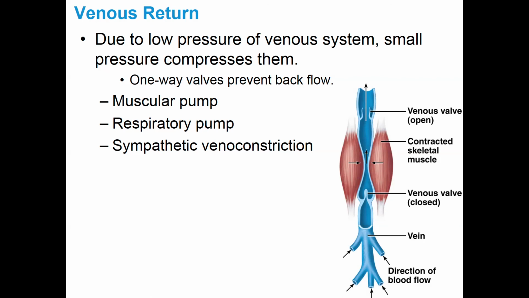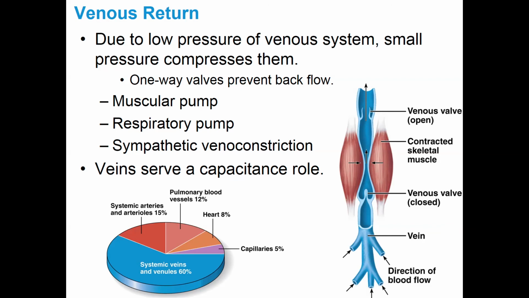So another thing that helps direct blood flow back to the heart is the respiratory pump. As you're breathing, you're getting changes in pressure inside of the thoracic cavity, and that serves a similar function. You get compression and relaxation, and that helps pull blood flow back toward the heart. And then the last thing on there, sympathetic venoconstriction. Again, we're dealing with the sympathetic branch of the autonomic nervous system, and that systemic constriction of the blood vessels also helps push blood back toward the heart.